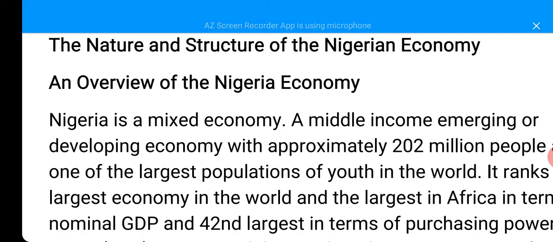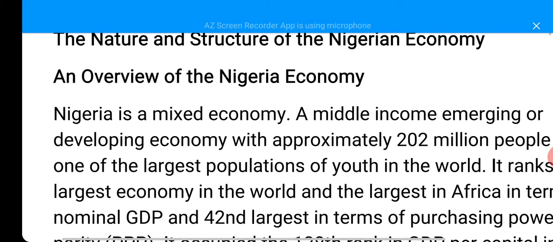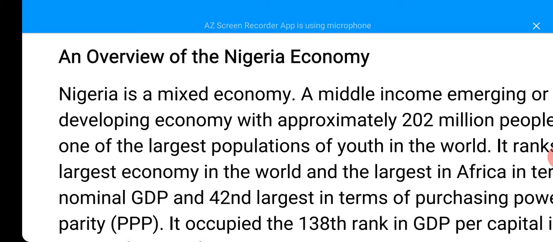With approximately 202 million people, the estimate of the population size is about 202 million. One of the largest populations of youth in the world, that is, the population of Nigeria has a large percentage of youths.